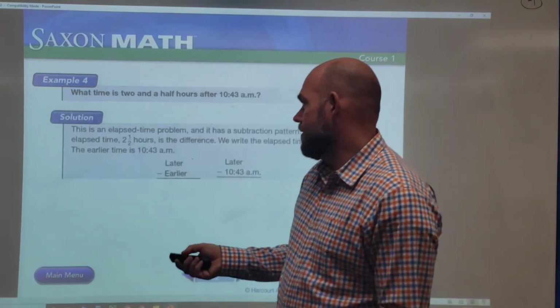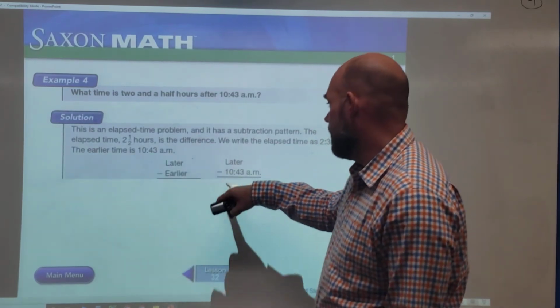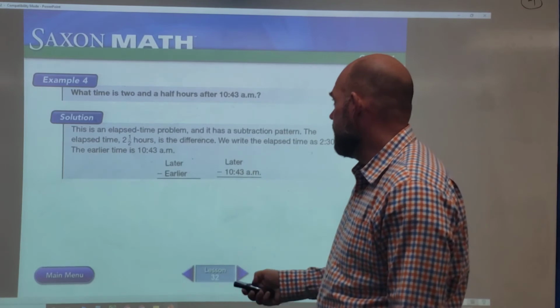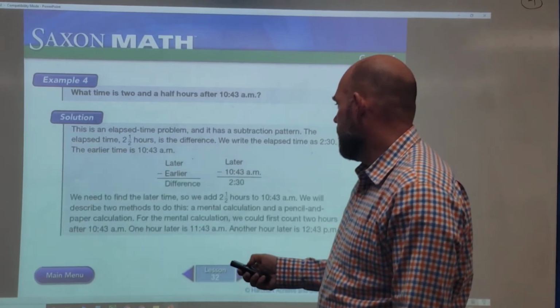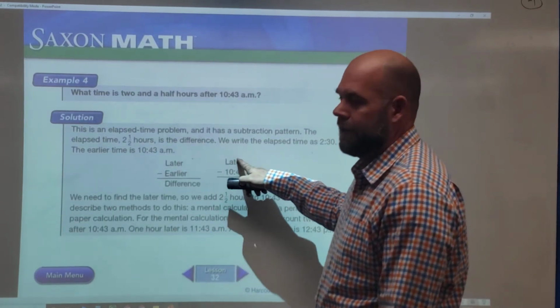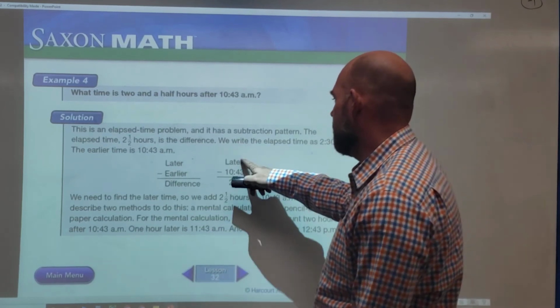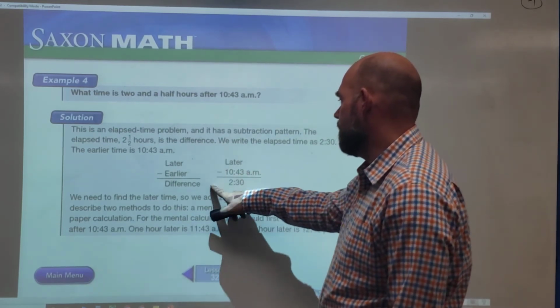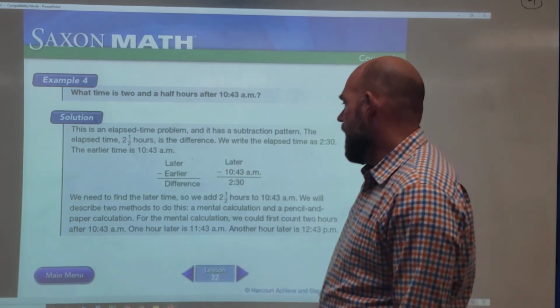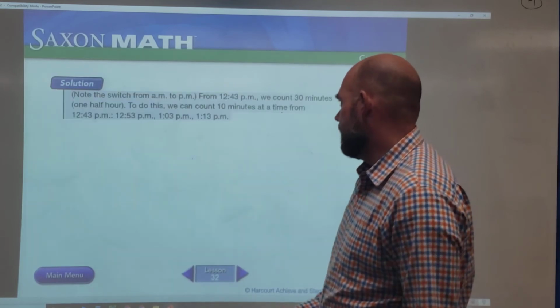Of course, we can write this out the same way. We don't know the later time. That's what we're solving for. So we put the earlier time first, 10:43. We put the difference, 2.5 hours, and then we have to flip that to calculate it.